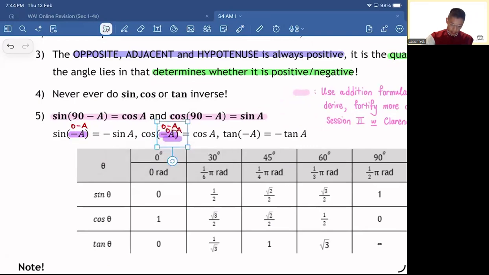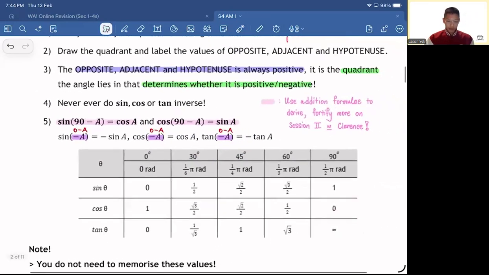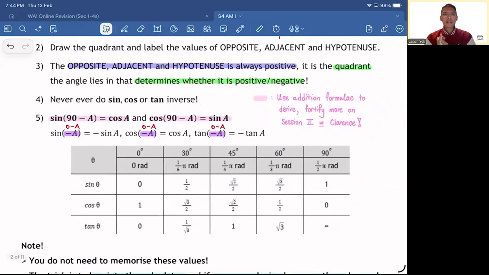Okay, it's not O minus A, it's 0 minus A. Apply the addition formula, and yeah, you get it down. In fact, we are going to cover a bit of addition formula for certain questions in trigonometric functions and ratio, but of course, it's just for this particular notion. You are going to fortify a little bit more when we go through Trigo session 2, all right?